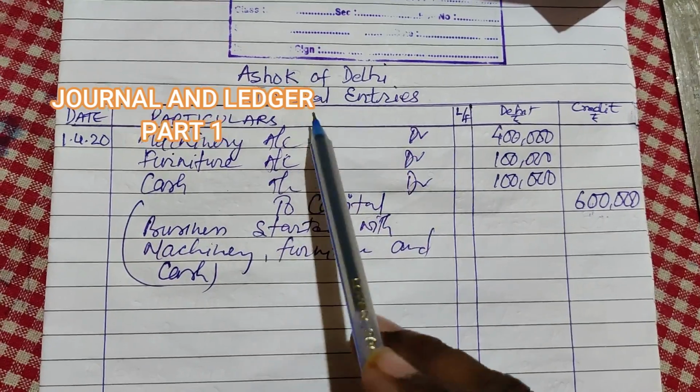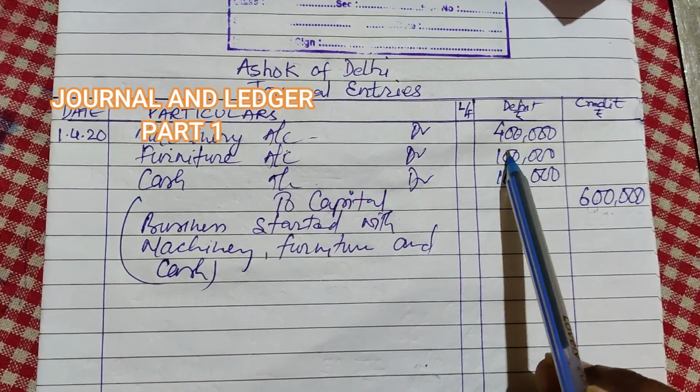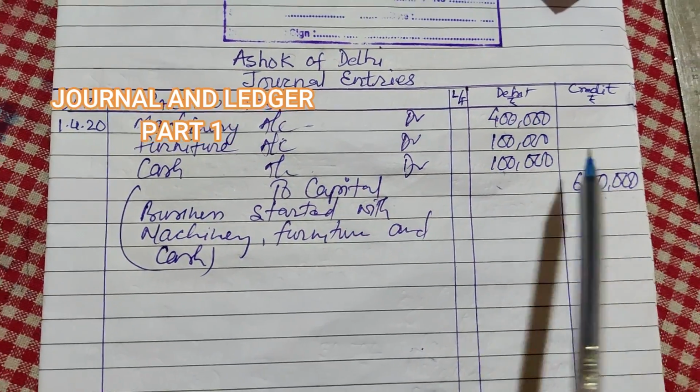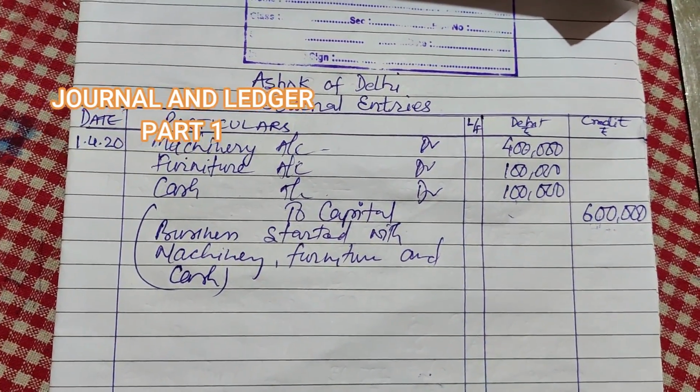Here, Ashok has brought furniture, machinery, and cash in the business. So that total comprises his capital. 6 lakhs is his capital. So this is the first entry.